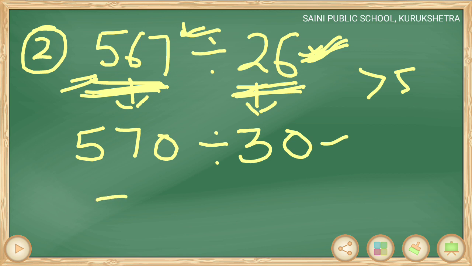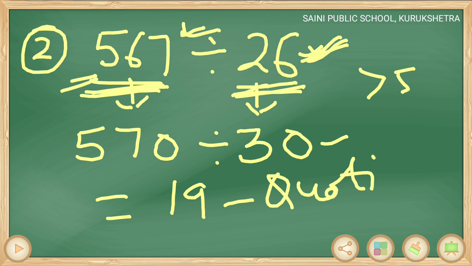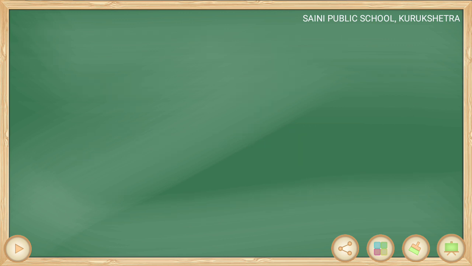Now we will divide these two numbers. When we divide, what will we get? We will get 19. So 19 is our estimated quotient. Okay. Let us discuss another example.